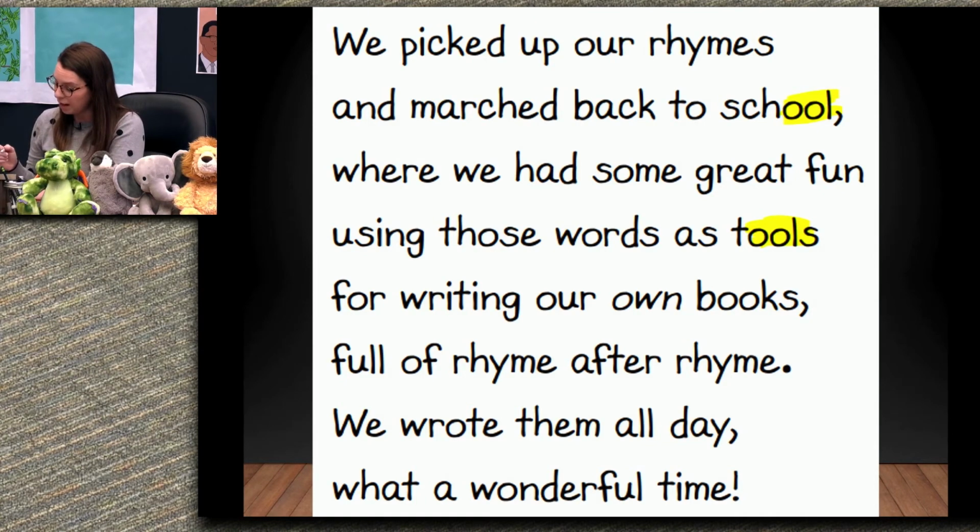We picked up our rhymes and marched back to school, where we had some great fun using those words as tools. For writing our own books full of rhyme after rhyme, we wrote them all day. What a wonderful time. Rhyme, time. We didn't see those words that rhymed just by looking at the spelling. We had to listen to them and use the rhythm to help us read smoothly to help us predict what those words were.